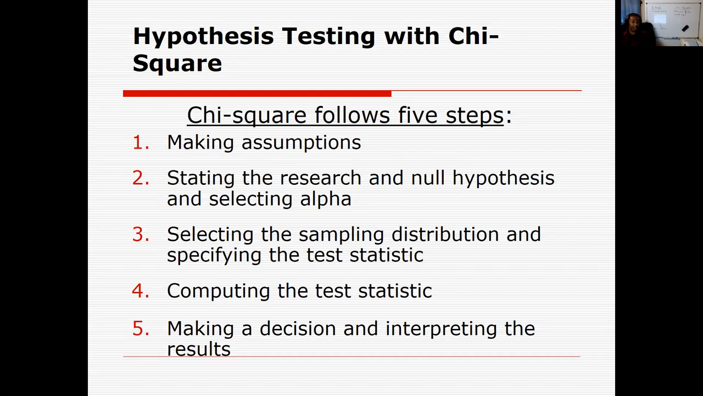Okay, so after you select the chi-square distribution and specify the chi-square statistic, the next thing you're going to do is compute the chi-square statistic. Okay, and we're going to learn the formula for that. And then we're going to make a decision and interpret the results.